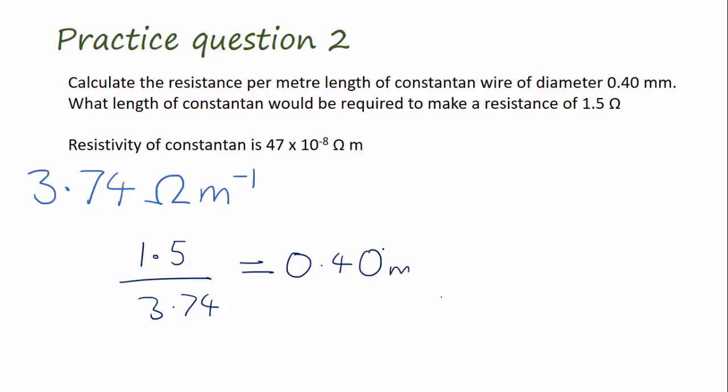metres. Now there's also a little trick with how we do this, because if we have a look at the units, the 1.5 is measured in ohms, and I'm dividing through by ohms with metres to the minus 1. Well, the ohms are going to cancel, and dividing through by metres to the minus 1 gives me just straight metres. So I can look at the units to work out what equation to use, in order to tackle this problem.